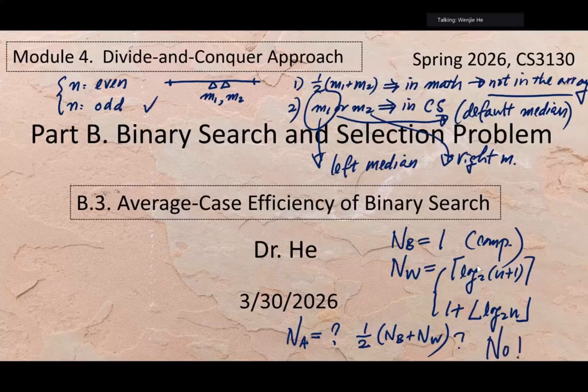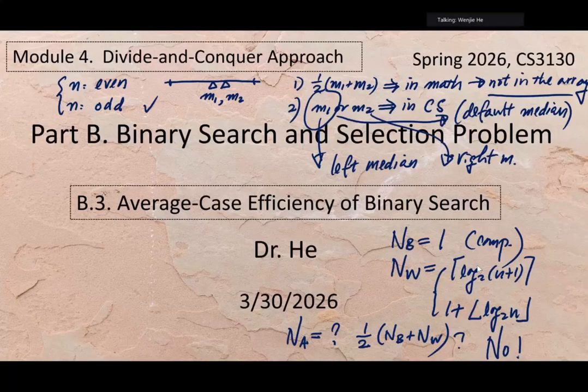It's not that simple. The answer is no. So if you calculate in this way, most of the time you get a wrong answer. Okay? So why? Because the distribution of the cases is not a linear function.